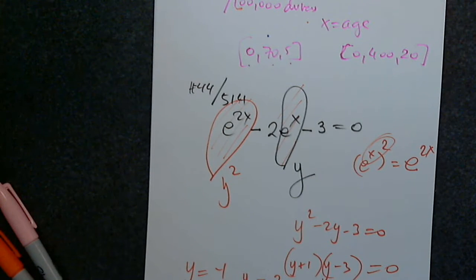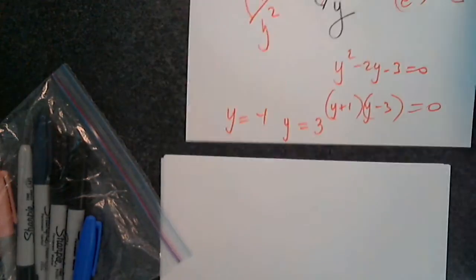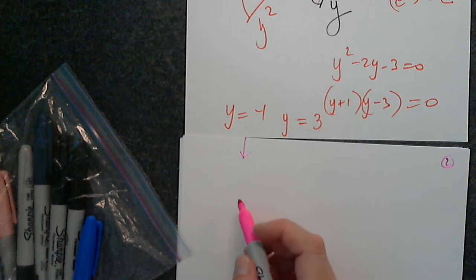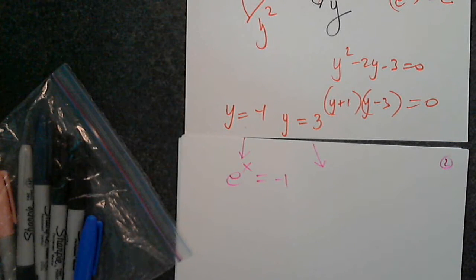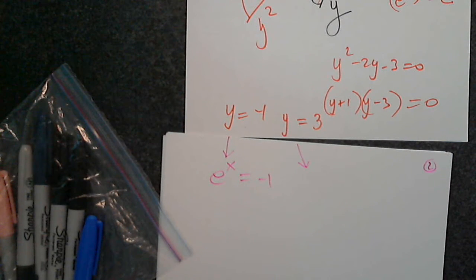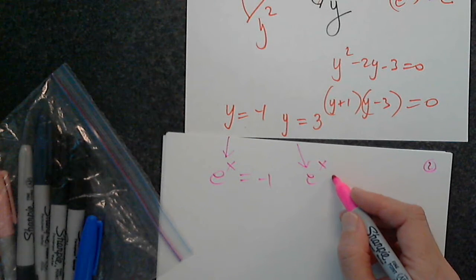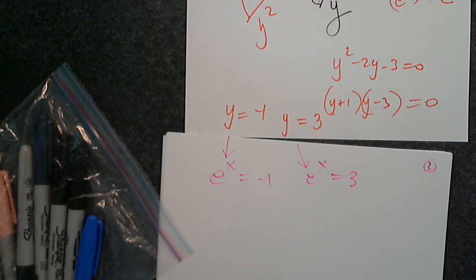So what? So we have now two more equations to look at. Can anyone give us the first one? E to the x equals -1. And can anyone give us the second equation? E to the x equals 3. Very good. These are the two equations we have to solve.